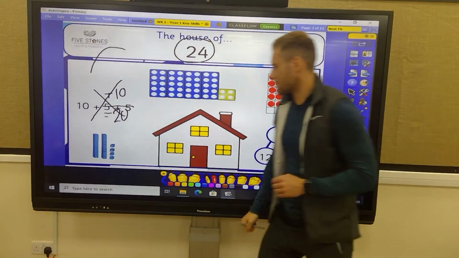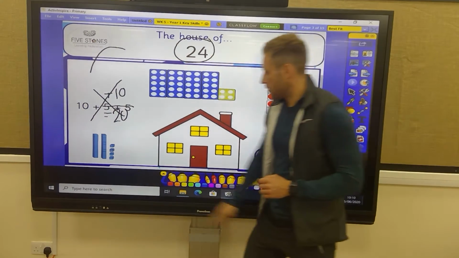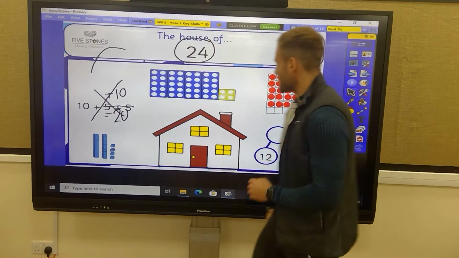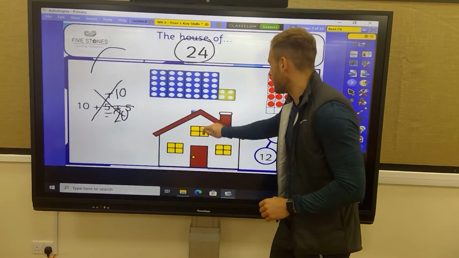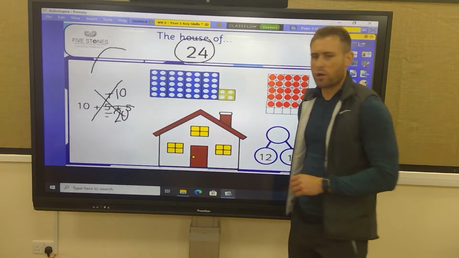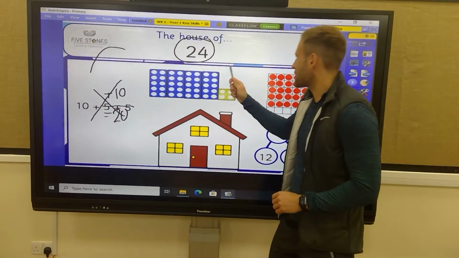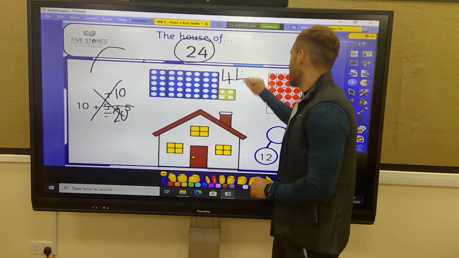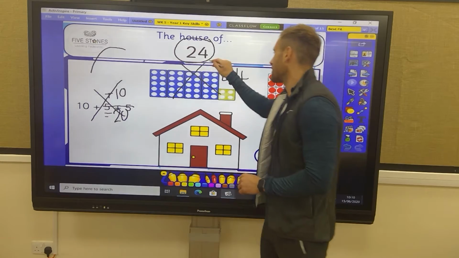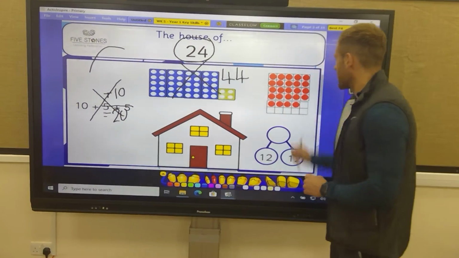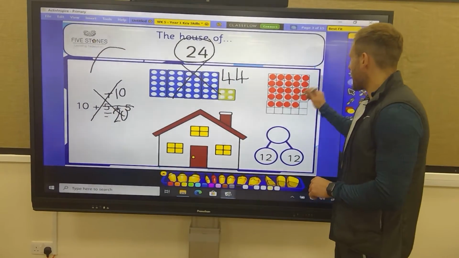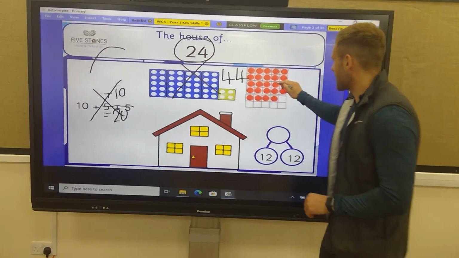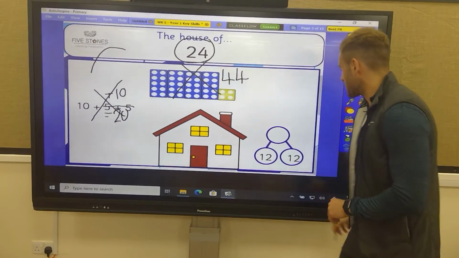What about our 10 sticks and cubes here? 10, 20, 21, 22, 23, 24. Yes, it can enter our house of 24. Good spot. What about our Numicon? 10, 20, 30, 44. So no, the Numicon cannot enter our house of 24. Our 10s frame over here, 10, 20, 21, 22, 23, 24. Yes, we can have our 10s frame into our house of 24.